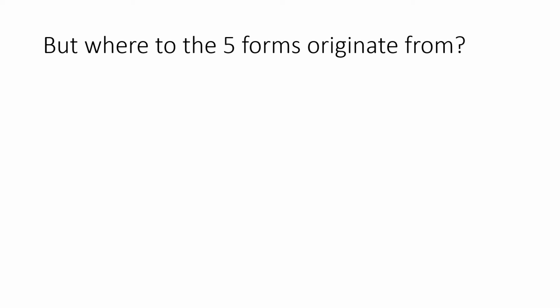But where do the 5 forms originate from? In other words, how did we come up with them? Well, let's look at the minor pentatonic scale. We start with our root note.